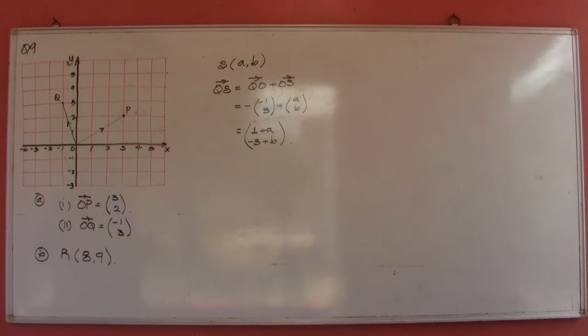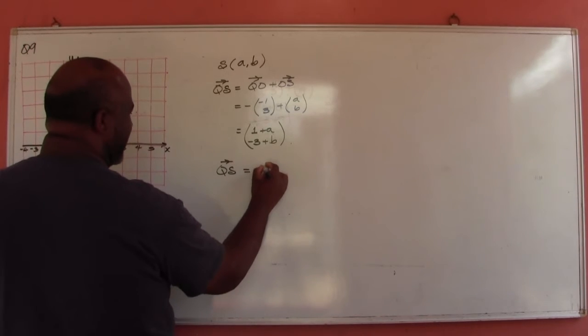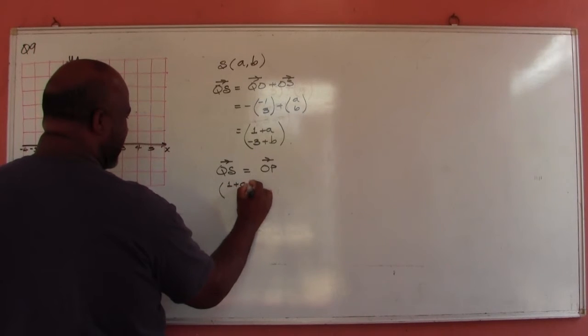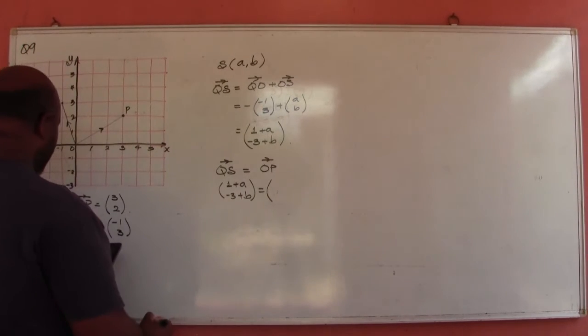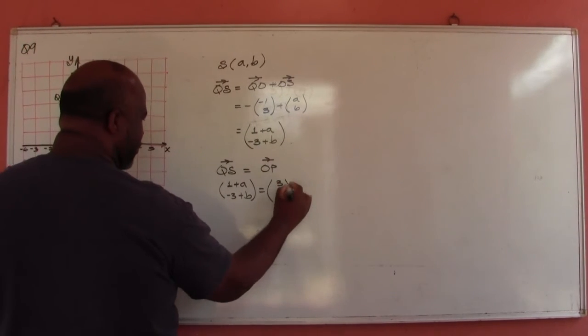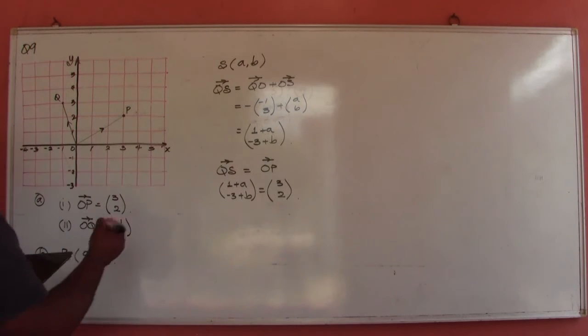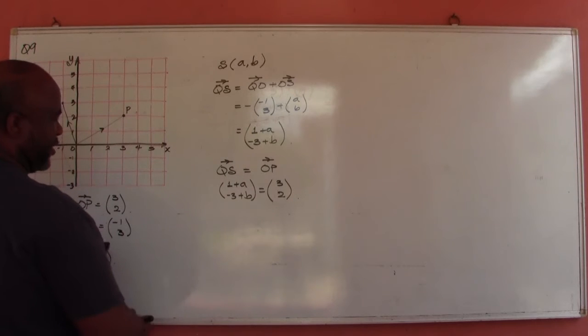Then we're asked, given that QS is equal to OP. So here we're told that vector QS is equal to the vector OP. So QS, which is (1 + a, -3 + b), is equal to OP, which is (3, 2). We're asked to calculate the value of a and the value of b. But this is easy. You have two column vectors and they're equal, so corresponding elements must be equal.